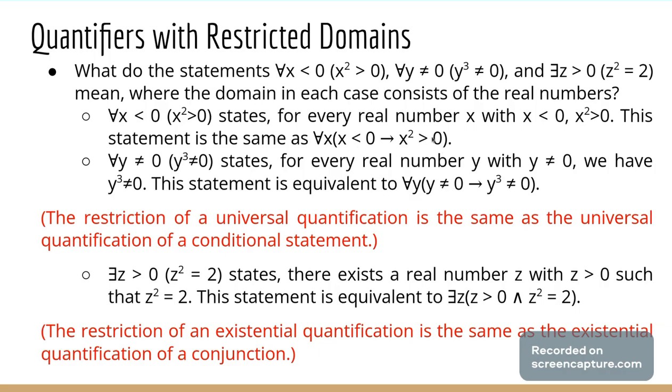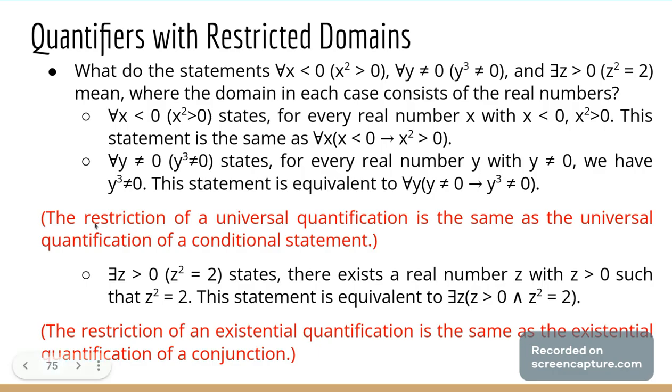This is how a restriction is written. The domain is real numbers, but the real number domain is restricted to only those values which are less than 0. In the next statement, it is for all y not equal to 0, y cube not equal to 0. Now the domain of real numbers is restricted to only non-zero real numbers. Again, the for all statement is an implication: if y is not equal to 0, then it implies that y cube is not equal to 0.